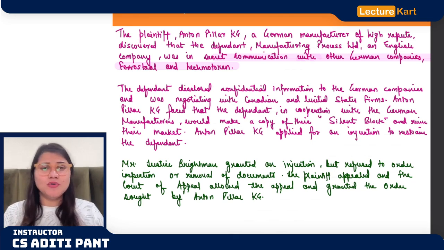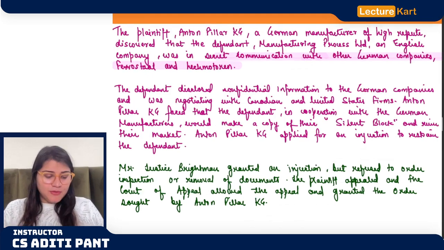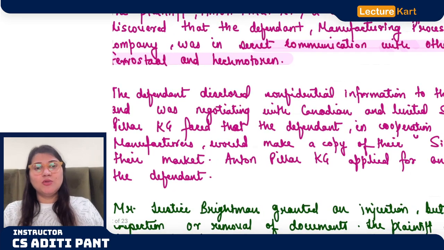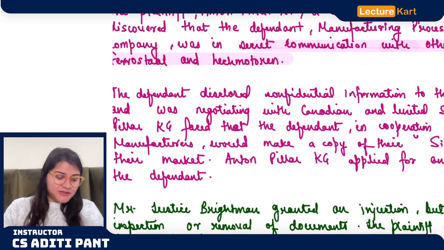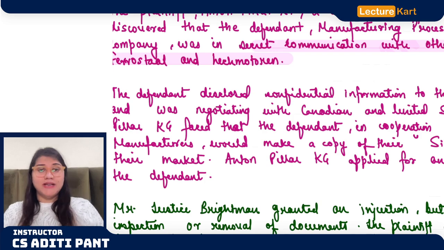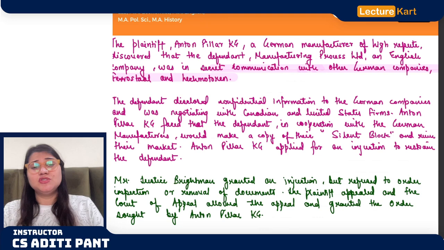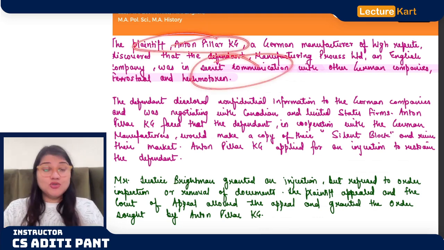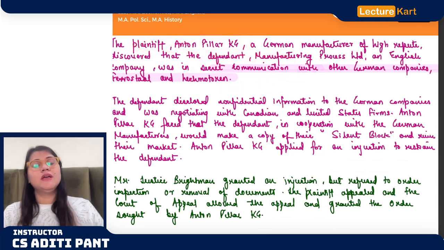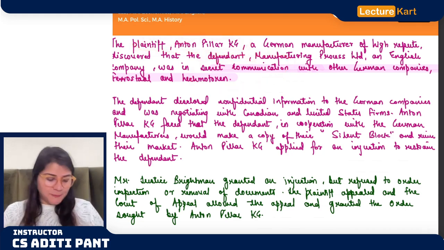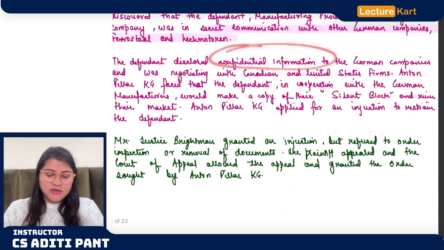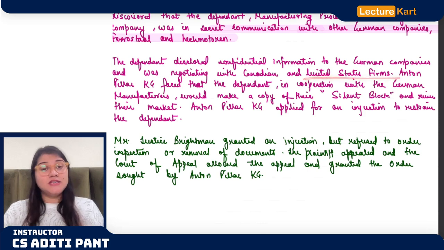Moreover, this is an open book paper, so you should not worry about the correct spelling, because you are going to take this printout with you. So basically it is Ferrostaal and Hakamoto Rain. These two German companies were being passed secret information which originally belonged to Anton Piller KG. The defendant disclosed confidential information to the German companies and was negotiating with Canadian and United States firms.